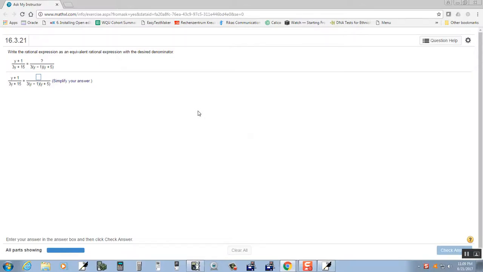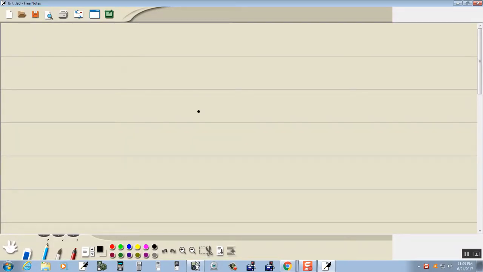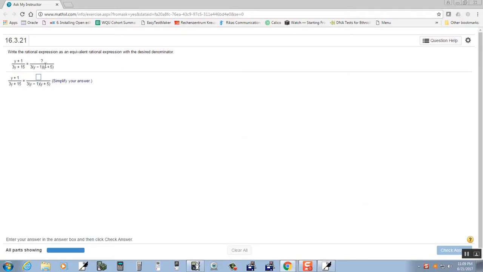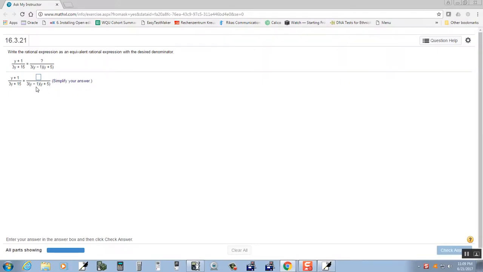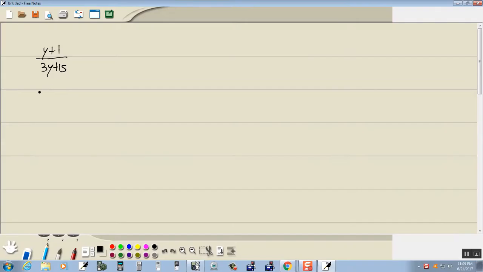Okay, let's take a look at this problem. We got y plus 1 over 3y plus 15, and we want to rewrite it in this form. Well, first off, we need to factor the denominator.